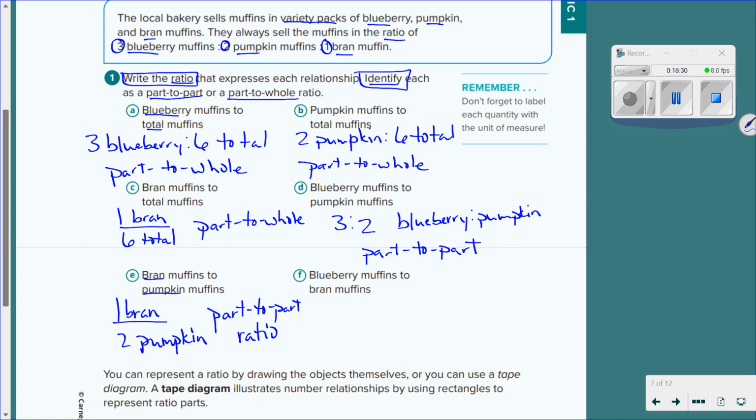And we've got 3 to 1. And that would be blueberry to bran. Part to part. So basically what I tried to do in the answer there is give you several different ways we can write our ratios. Any of them are acceptable, but you need 2 parts, right, Ava? It's not just numbers, I also have what I'm comparing. Make sense?